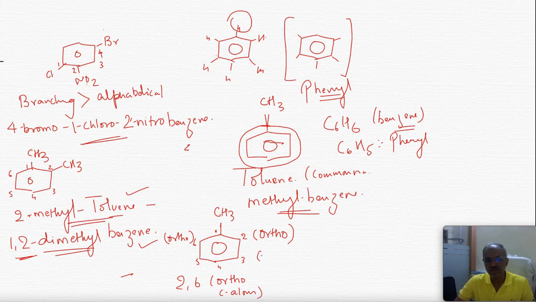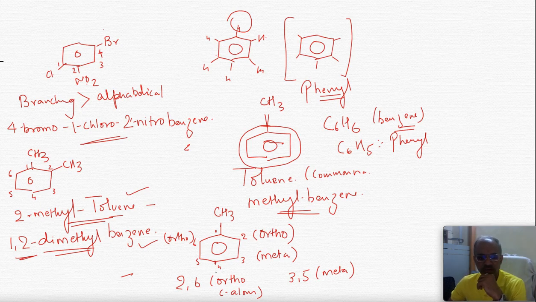3 is known as meta. That means 3 and 5 both are meta positions. And para is just single 4. This is para. 4 is para. Right? So this is very important. This is ortho, this is meta, and this is para. Just make it a point to remember. In future, the name is going to come very frequently.